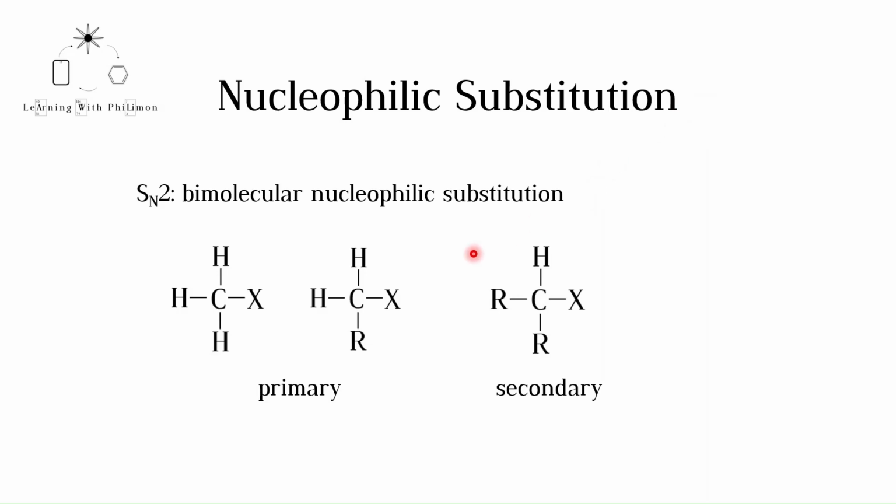When the carbon bonded to a halogen atom X is bonded only to hydrogen atoms, not other carbon atoms, it is considered primary. When the carbon bonded to a halogen atom is also bonded to one carbon atom, it is also considered primary. Note that R represents a carbon-containing substituent, such as methyl, ethyl, etc. When the carbon bonded to a halogen is bonded to two carbon atoms, it is considered secondary. Now let's take a look at the SN2 mechanism.